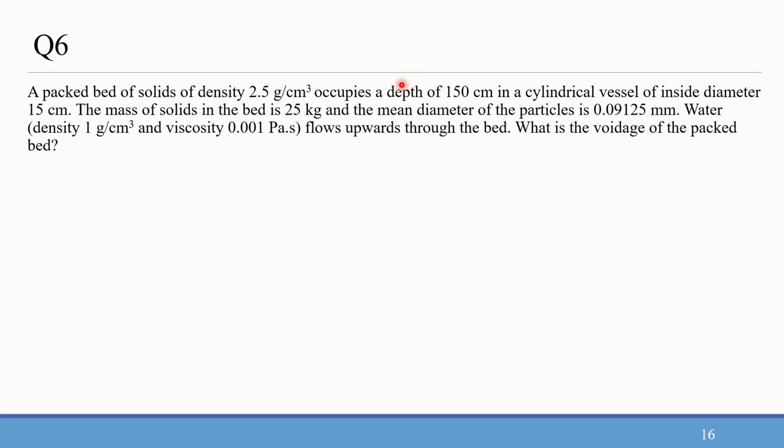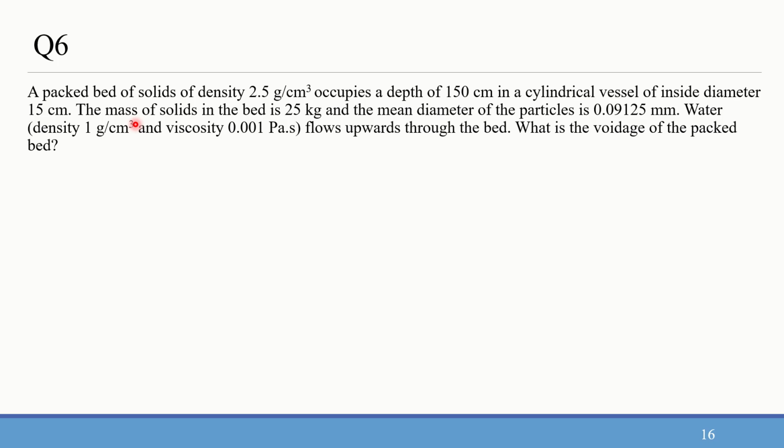So the height of the packing is 150 centimeter and it is in a cylindrical vessel whose inside diameter is 15 centimeter. So 15 centimeter diameter column with 150 centimeter height, and mass of solids in the bed is 25 kg. So with mass, we can say how much quantity of particles is inside the bed. We can even calculate the volume occupied by the solids in the bed, and the mean diameter of the particles is 0.09125 mm, and water flows through the bed, and what is the voidage of the packed bed?